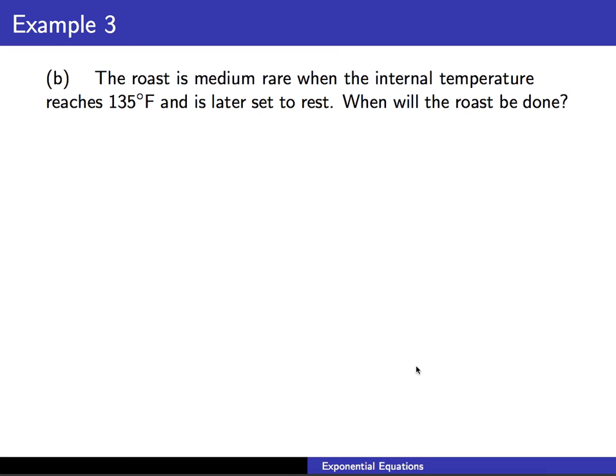So let's say we want to serve this thing once it reaches 135 degrees. When will the roast be done? So in other words, when will our function equal 135 degrees? So here is our function that we came up with as our answer in part A. When will it equal 135 degrees? So we want to get this 350 out of here by subtracting it. So 135 minus 350 is negative 215.